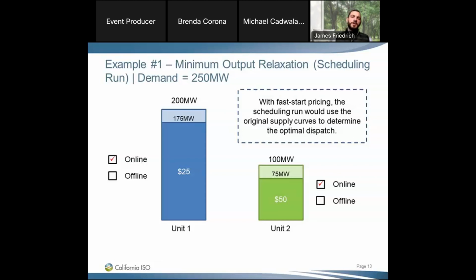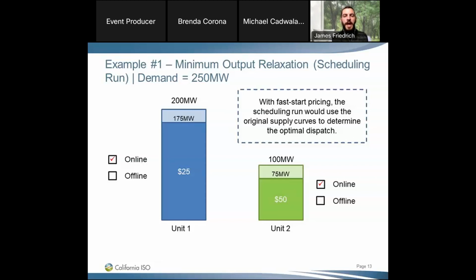Now we're going to add on the concept of minimum output relaxation to this example to see what happens to the prices. So again, when we're introducing the fast start concept here, the examples are going to split between a scheduling run and a pricing run. The scheduling run is going to solve for the optimal dispatch using the offers from each resource as they're submitted, but also maintains the physical operating constraints of each resource, and actually finds the exact same optimal solution here of 175 megawatt dispatch for unit 1 and 75 megawatt dispatch for unit 2.